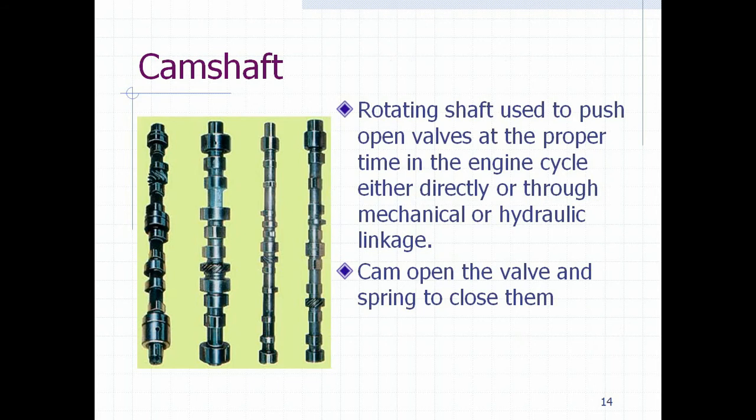Most modern automobile engines have one or more camshafts mounted in the engine head, known as overhead cam. In a four-stroke cycle engine, the camshaft rotates at half engine speed.